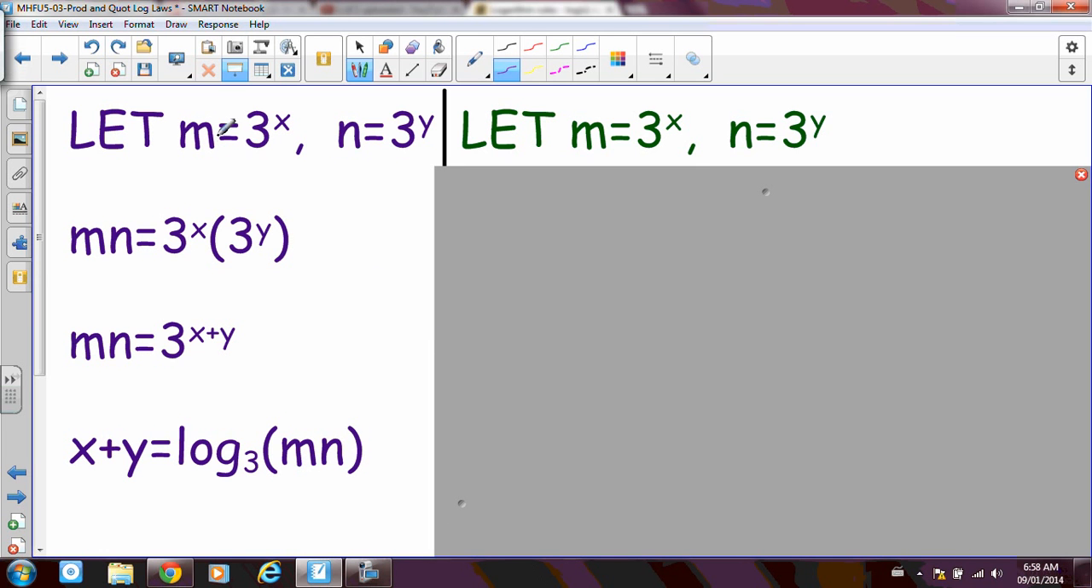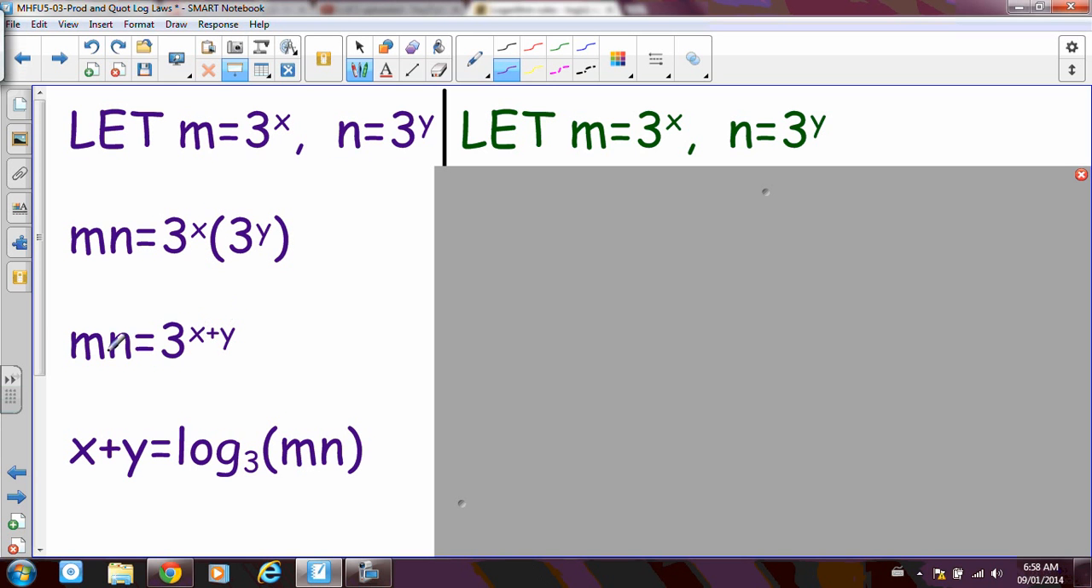So I'm going to say let m be 3 to the x and n be 3 to the y. So nothing there is too fancy, just representing my original values with other variables. That means that m times n would have to be the same as 3 to the x times 3 to the y, because of course the original values were the same. We've discussed before, we can simplify this to this.